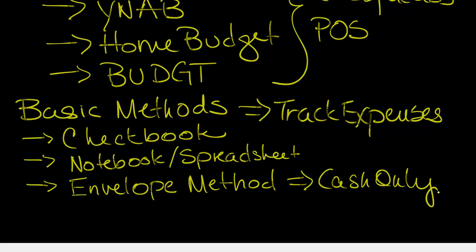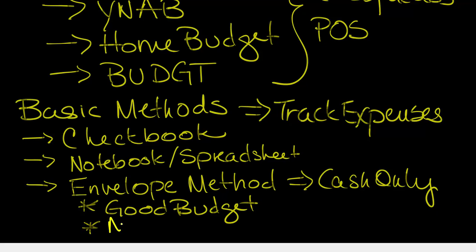And there are actually a couple of electronic systems that let you still use the envelope method, but be a little bit more automated. So there's one called Good Budget that is a digital envelope system. And then there's another digital envelope system called Envelopes. So two different ways that you can use the envelope method. So those are our basic methods for tracking expenses.